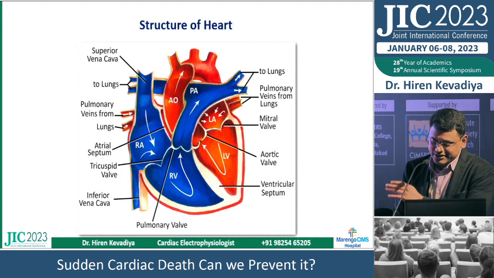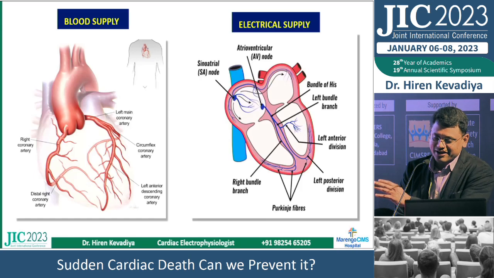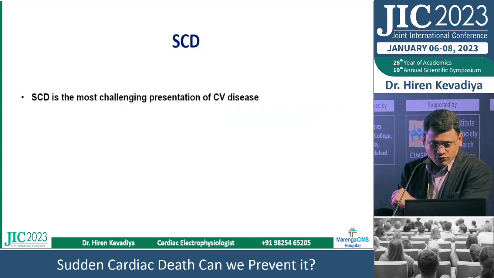So we know that the heart is a muscular structure which has 2 types of supply, blood supply and electrical supply. And whenever there is any issue with the electrical supply, that leads to ventricular arrhythmias, VT or VF, and that VT or VF is the reason for sudden cardiac death or sudden cardiac arrest. It is not heart attack. Heart attack may be the reason for VT/VF and sudden cardiac arrest, but all sudden cardiac arrests are not heart attack. So what is SCD?